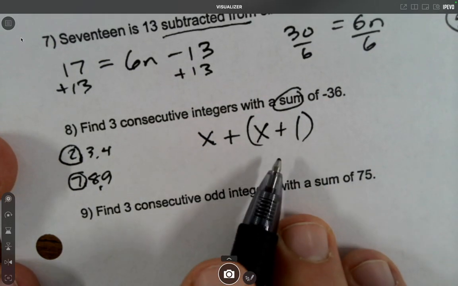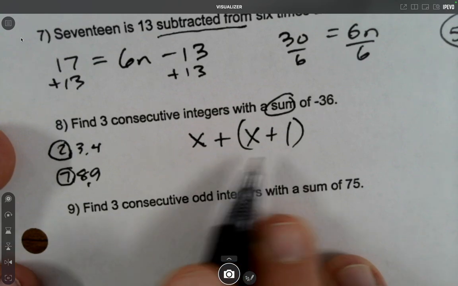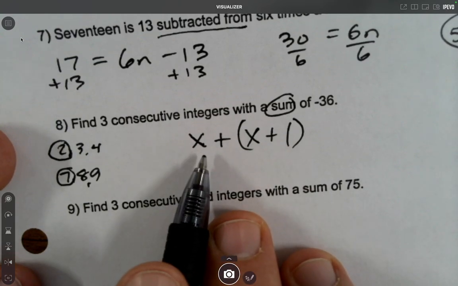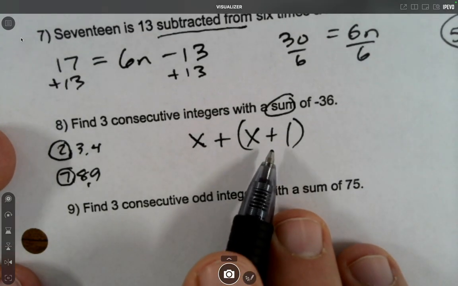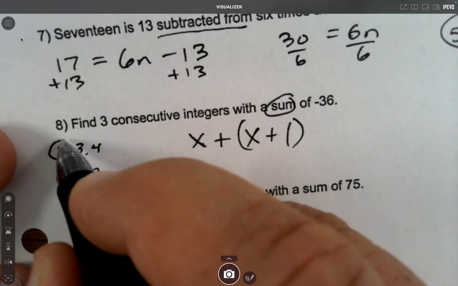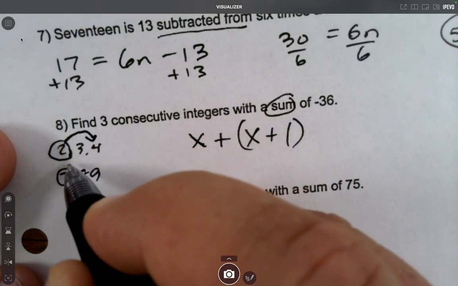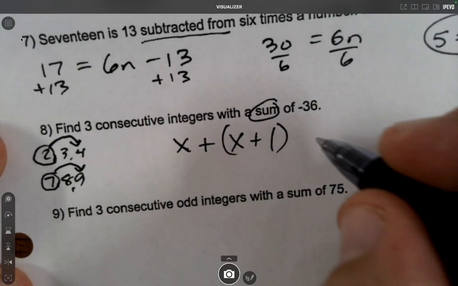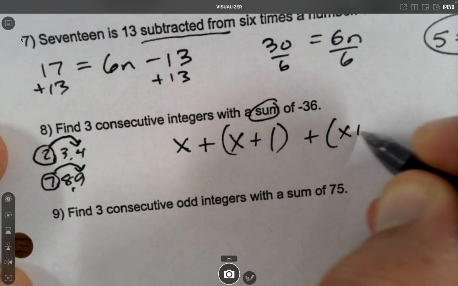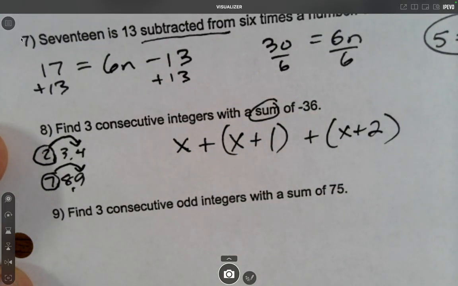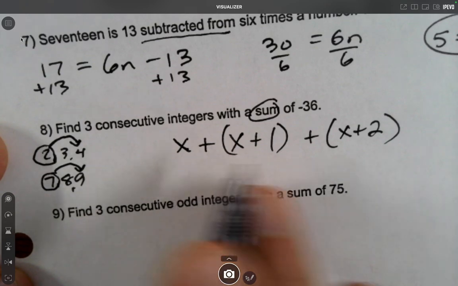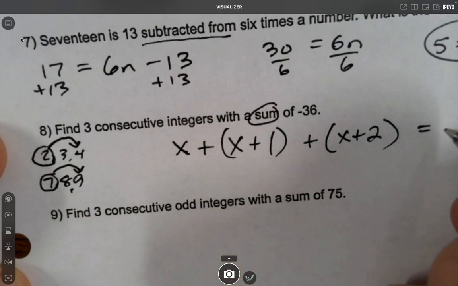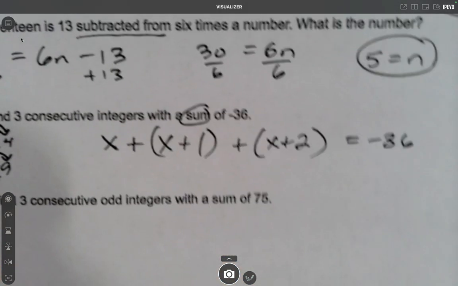Now, you don't have to draw these parentheses. I'm just doing it to help us think like, okay, this is the smallest number. This is the second number, the one in the middle. And then if you look from the smallest to the biggest number, they're 2 apart because it's gone up 2. So to add our third number, we'll do x plus 2. And we know the sum of those 3 numbers, if we add all these 3 together, the answer will be negative 36.